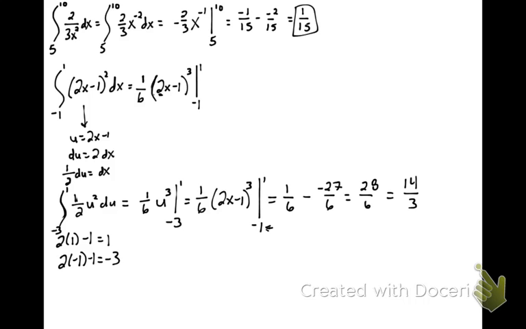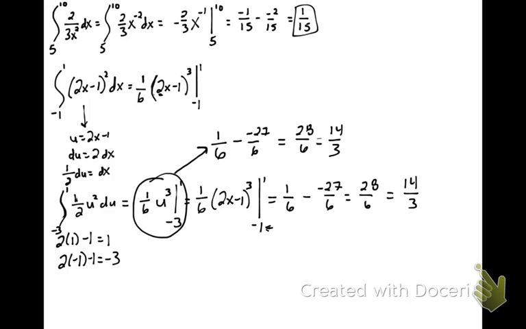One last thing to point out, I could have just evaluated it from here and not changed anything back, and I'll get the same answer. If u is 1, then I'll have 1/6 minus, if u is negative 3, then that will be negative 27 over 6. And when we combine these, as we already know, we'll get 28 over 6, or take it down to 14 thirds.